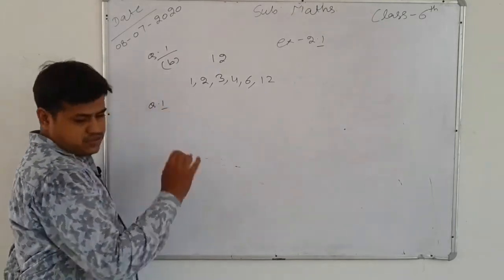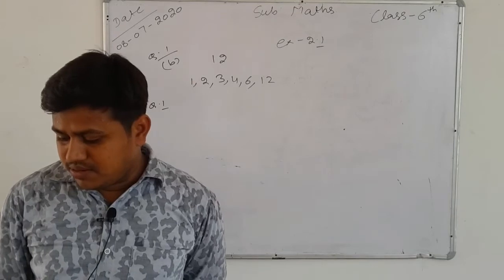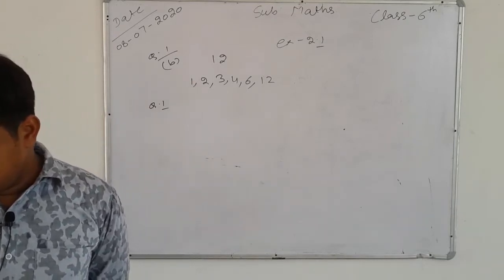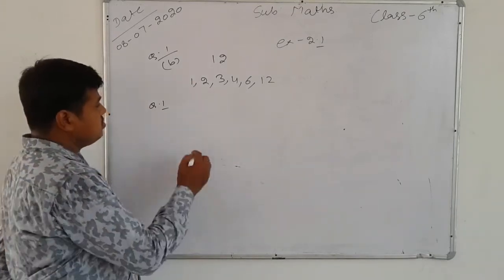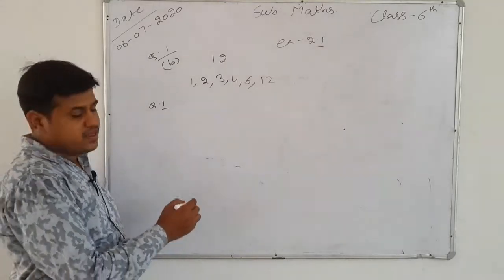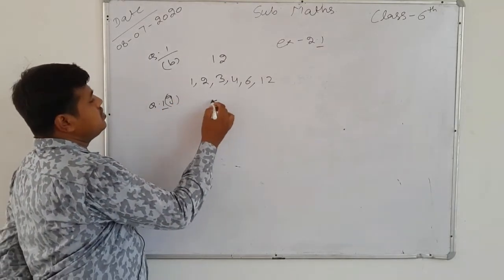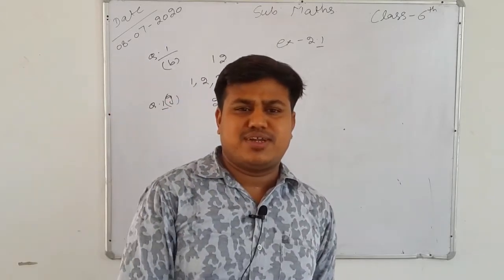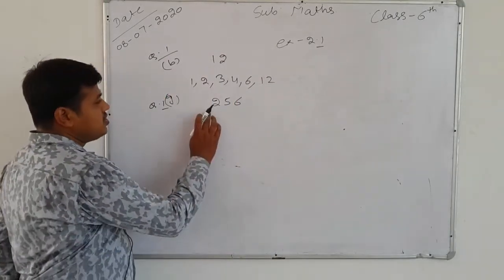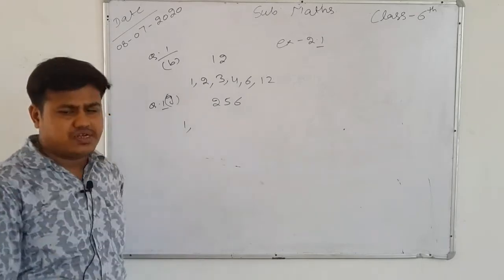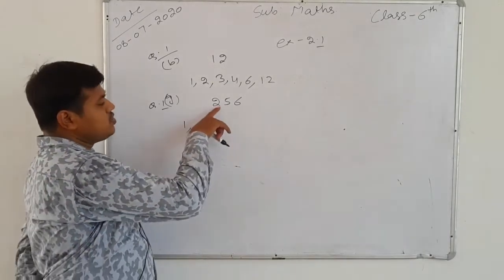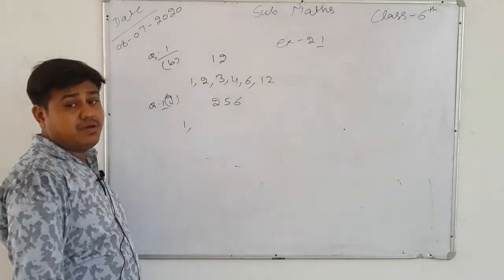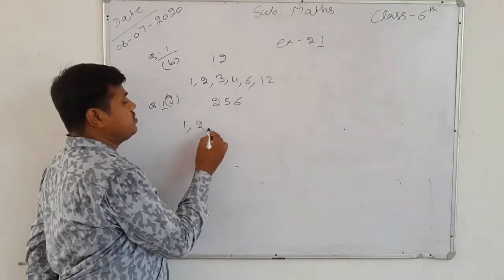Question number 1. Let's take an example. There is a G part, 256. How will we find the factors of a bigger number? Let's see. 256. 1 is a factor of any number. 256 is an even number. It means this is divisible by 2.